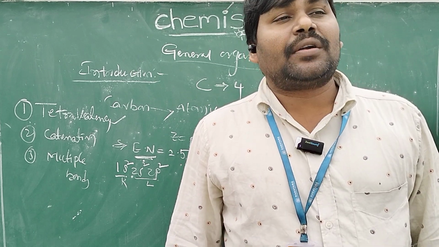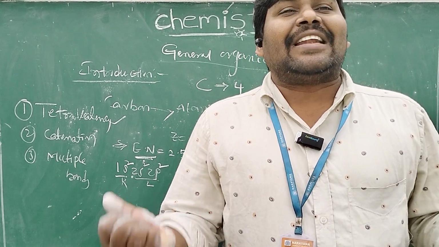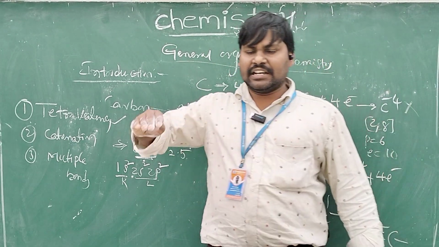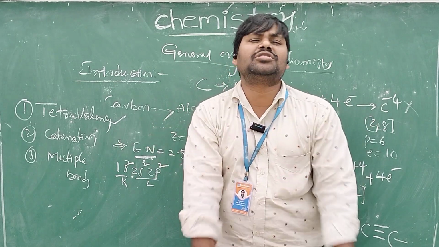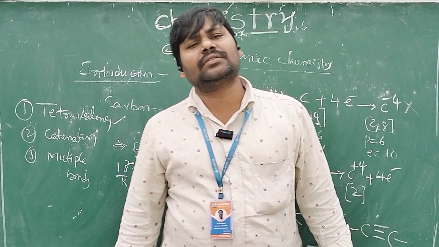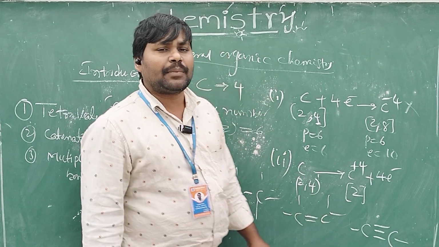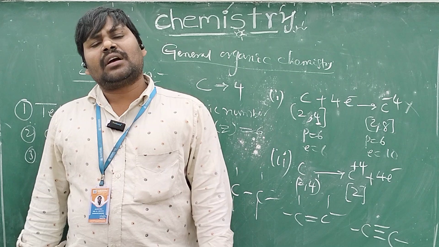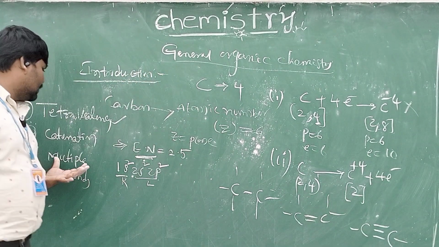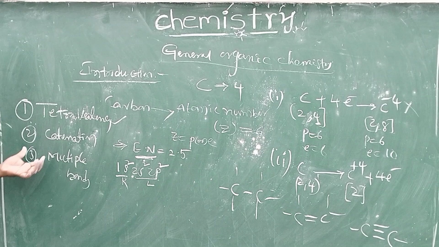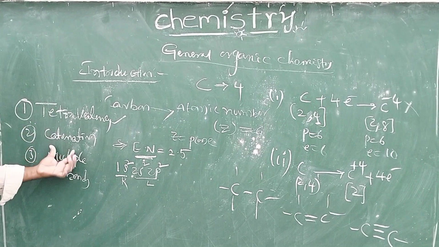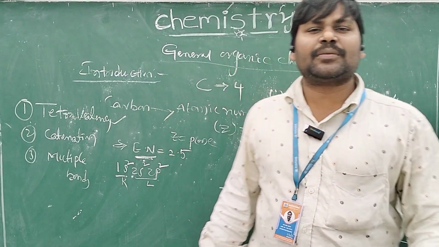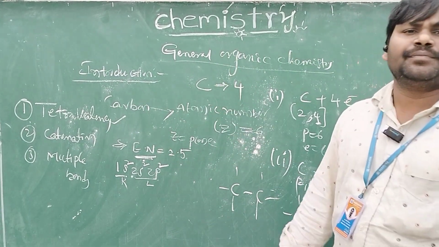Once again, what is catenation property? Self linkage of carbon atoms to form bigger molecules, either straight chain, branched chain, or closed chain. That property is called catenation property. Carbon can form either a double bond or a triple bond between carbon and carbon. That is called multiple bonds. Carbon has three characteristics: tetravalency, catenation property, and multiple bonds. Okay, this is the information about the introduction part of carbon.